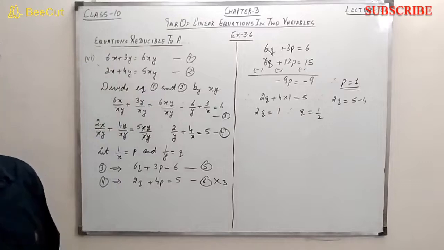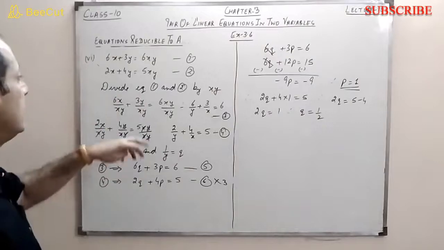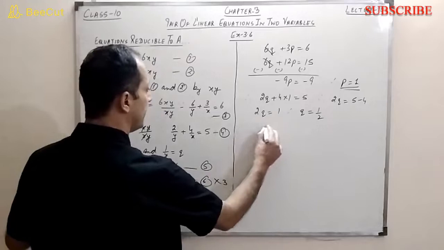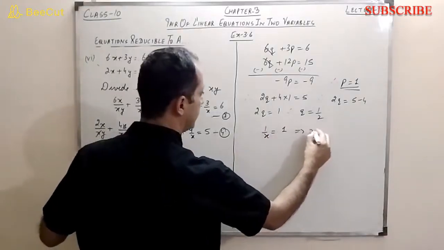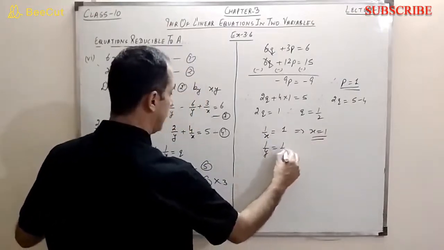Now the next step is to find the values of x and y. I just substitute back. The substitution was this. Therefore 1 upon x is p, that is 1. So obviously x is also equal to 1. And 1 by y is equal to 1 by 2. That was the value of q.